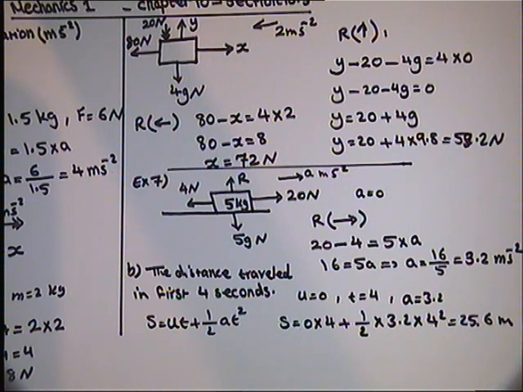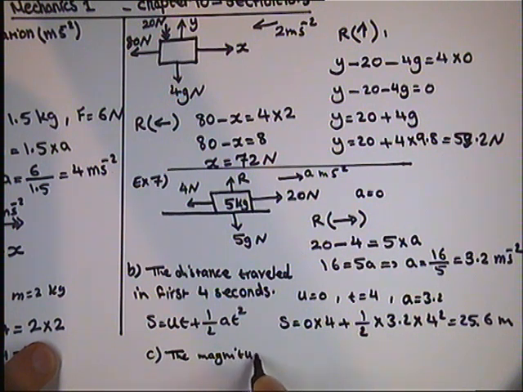So next one, part C. The magnitude of the normal reaction between the body and the table. The magnitude of the normal reaction.